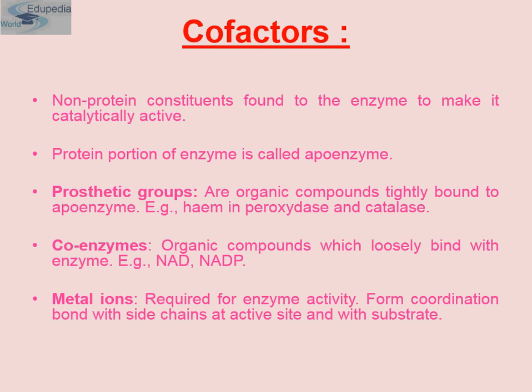What are cofactors? Cofactors are non-protein constituents bound to the enzyme to make it catalytically active. The protein portion of the enzyme is called apoenzyme. Prosthetic groups are organic compounds that are tightly bound to the apoenzyme. For example, heme in peroxidase and catalase. Coenzymes are organic compounds which loosely bind with the enzyme. For example, NAD and NADP. Metal ions are required for enzyme activity. They form coordination bonds with side chains at the active site and with the substrate. Okay.